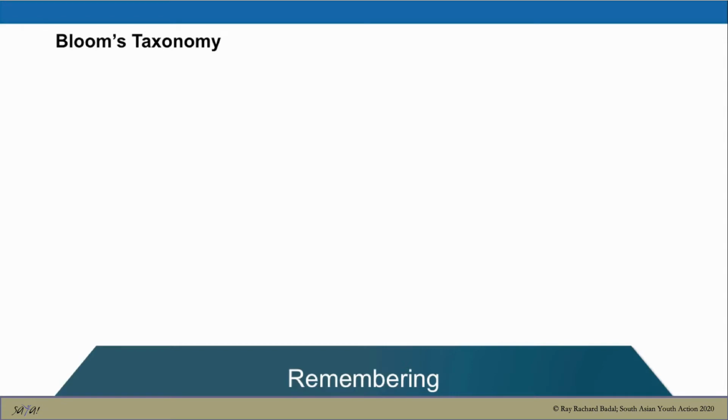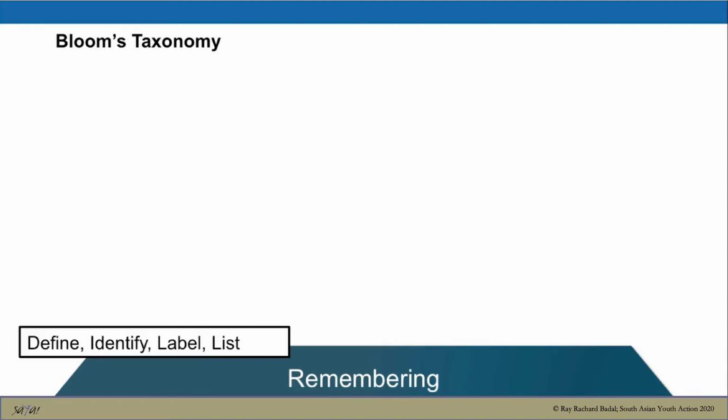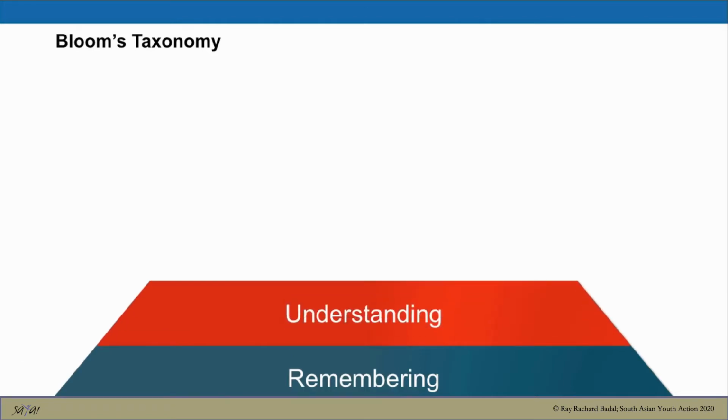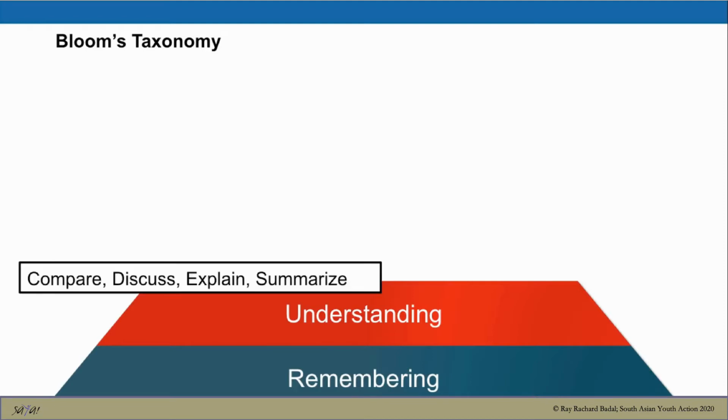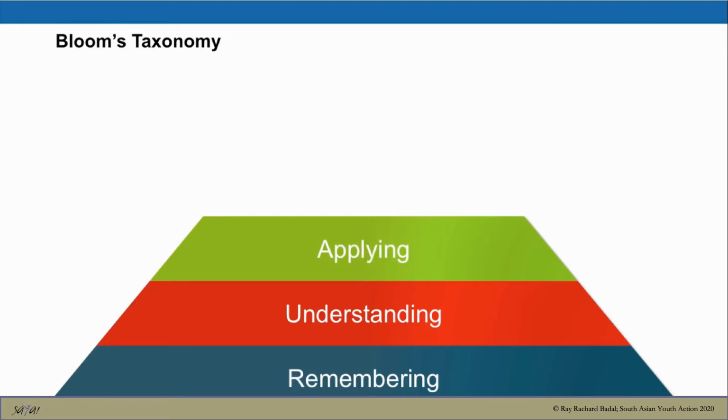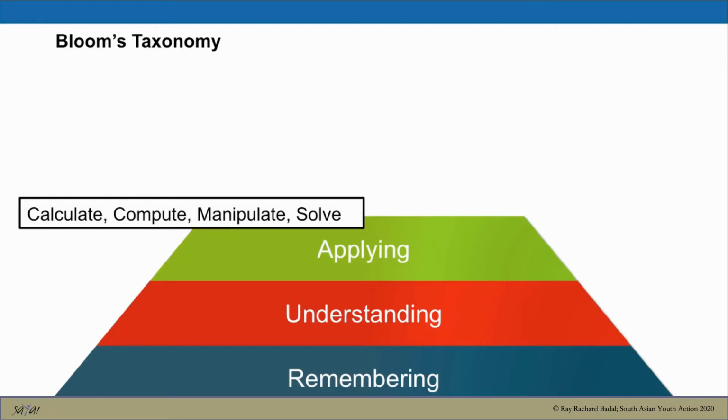Remembering involves retrieving, recognizing, and recalling relevant knowledge from long-term memory. Here are some verbs associated with this level. Understanding means to construct information from oral, written, and graphic messages. Verbs associated with this level might be listed here. Applying involves carrying out or using a procedure through executing or implementing. Here are some verbs associated with the application level.